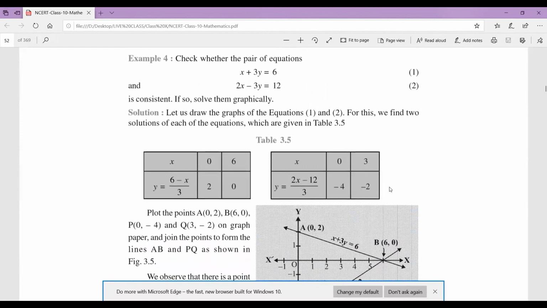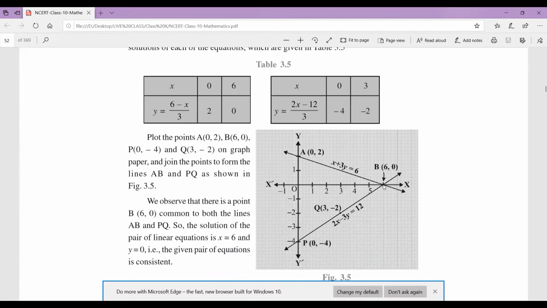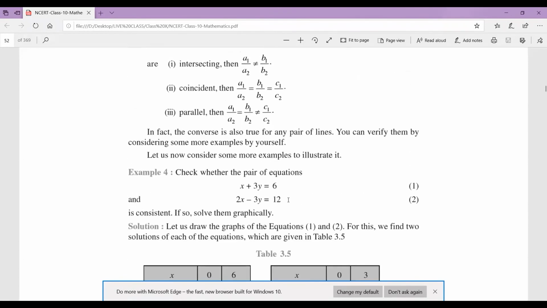It is already done here. You can see, find the values of x and y, same steps you have to do. When you draw the graph, they will intersect each other at some point, and that point where they intersect is basically your solution. So you have to write that point, which should be right on the graph. That point is coming here: 6 and 0. So this is the value of x and y, and it is the unique solution for this system of linear equations.